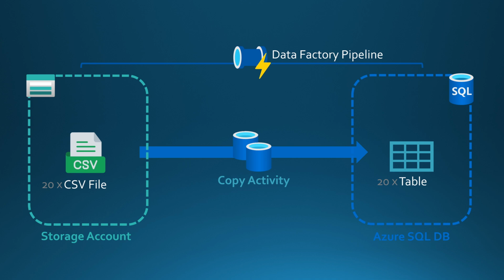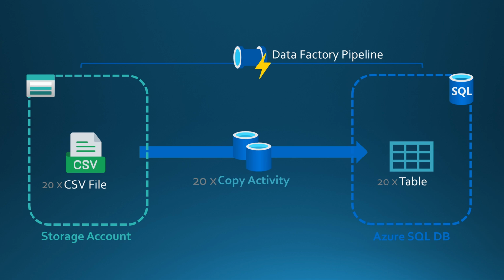And now we would need to add 20 copy activities to our pipeline to handle this situation. As you probably realize, building this will become very inconvenient fast when we have a lot of files coming in and we need to write them to the corresponding tables. But we have a solution for this.